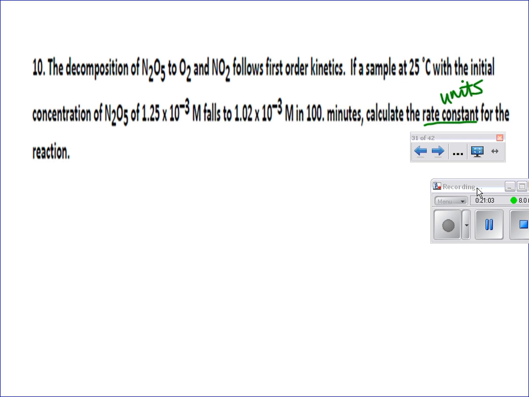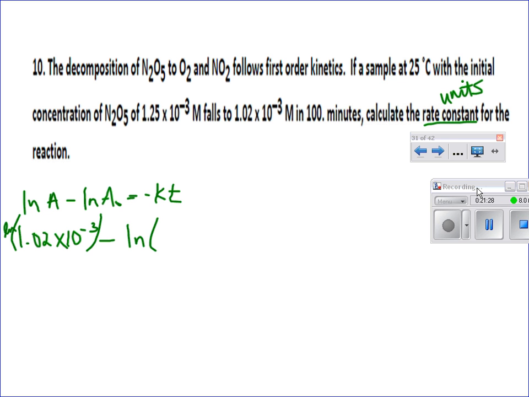So first order kinetics, we know that's natural log of A minus ln of A naught equals negative kt. So do I have A? Yeah, it falls to 1.02 times 10 to the negative third. Do I have A naught? Yeah, it's ln of, and I forgot to put ln of here, ln of that, ln of 1.25 times 10 to the negative third equals negative kt, solving for k, and then time is 100 minutes.